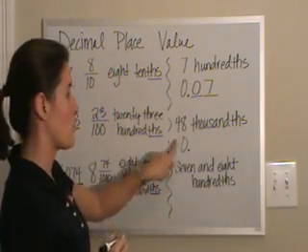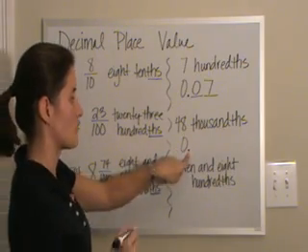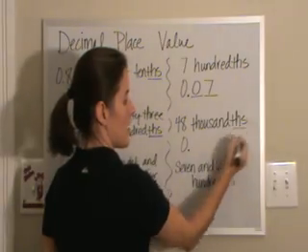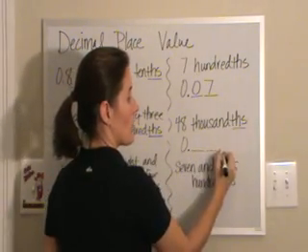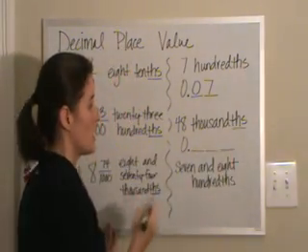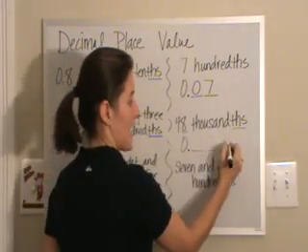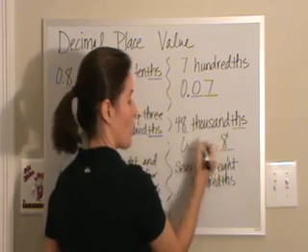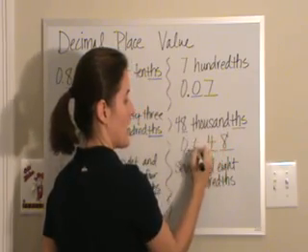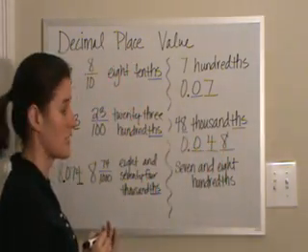In this next example, I have already my 0 and my decimal. The thousandths place is 1, 2, 3 places behind the decimal. My 8 needs to land in the thousandths, so I'm going to work backwards with my 4, and again, use my 0 as a placeholder.